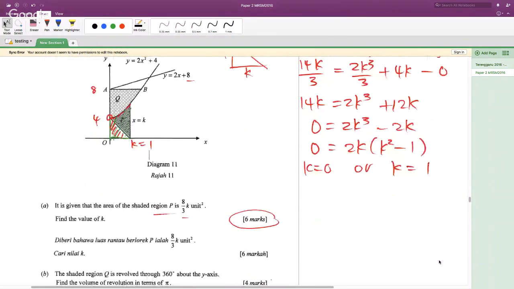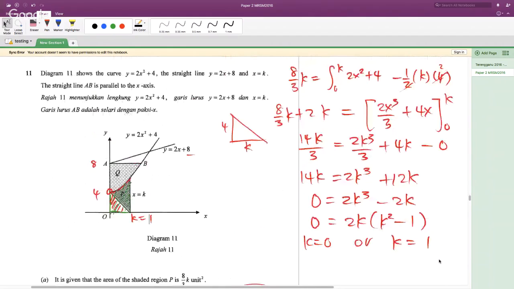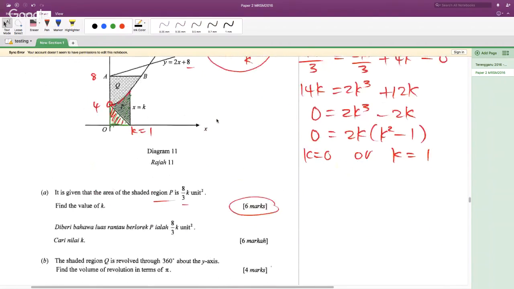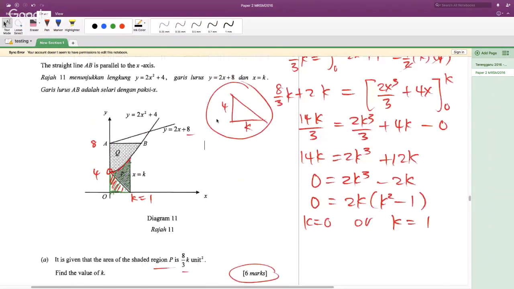All right, I guess the very difficult part is if you don't get the idea how to find the area of the triangle. If you get the idea, it should be very easy. Then the shaded region Q is revolved 360 degrees on the y-axis. So this Q here is going to rotate 360 degrees on the y-axis. If rotated about the y-axis, the formula is basically pi x squared dy.